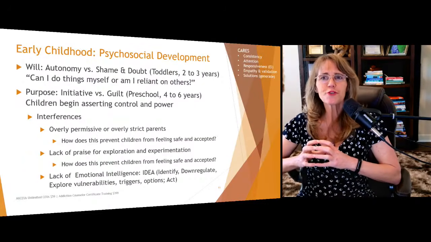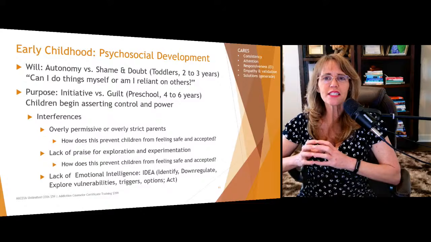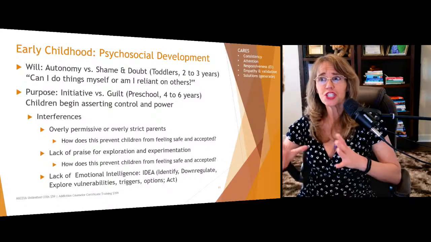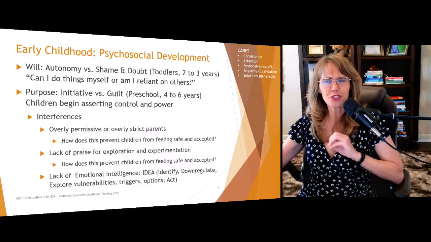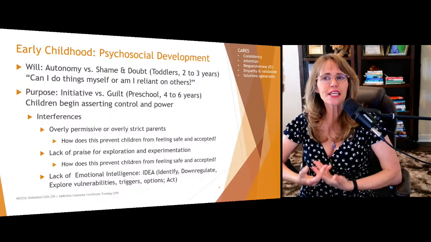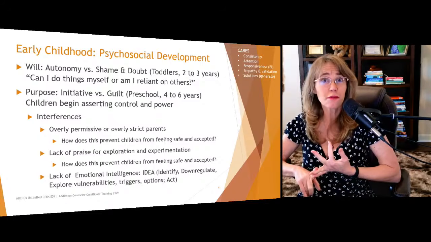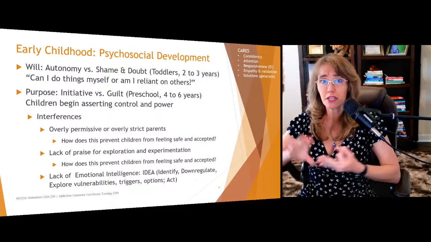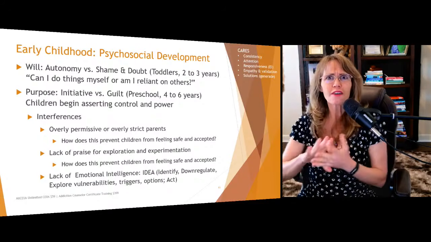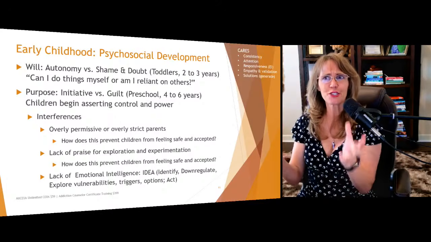In terms of psychosocial development, the child is developing autonomy versus shame and doubt. Think about toddlers, 2 to 3 years. Can I do things myself, or am I reliant on others? Potty training, dressing themselves, eating adult food. Those are all things that are really coming out during this time.